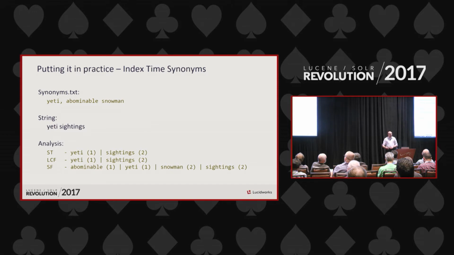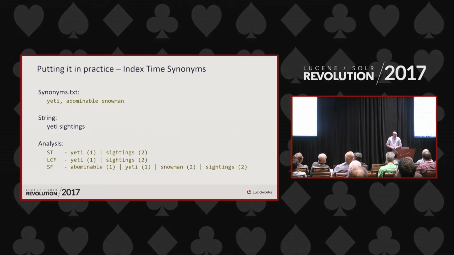The string tokenizer is going to give us two tokens, Yeti and sightings. The lowercase filter factory that we use is going to basically give us those same tokens because it's already lowercase. And then the synonym factory is going to say, well, Yeti has a synonym that's abominable snowman. Abominable snowman goes through the white space token filter factory itself. So it's broken into two tokens, abominable and snowman.